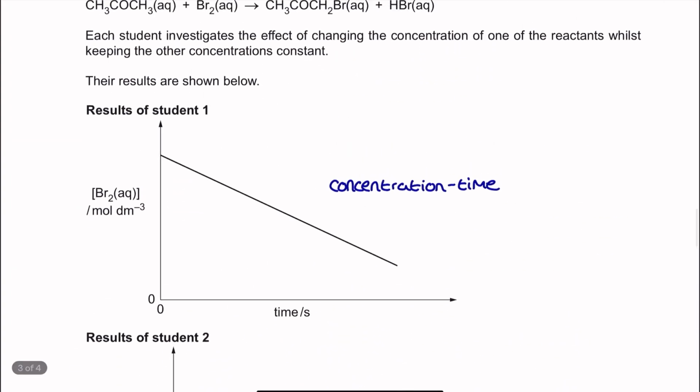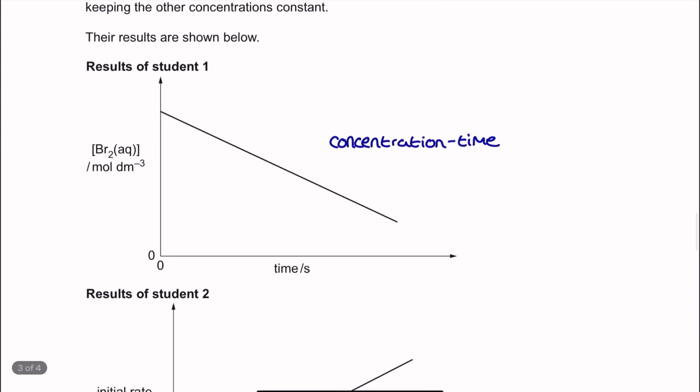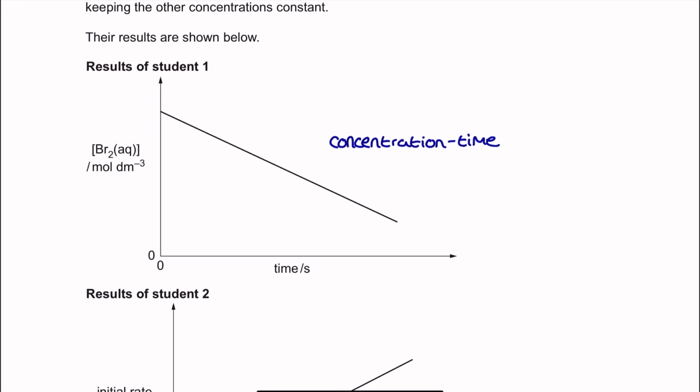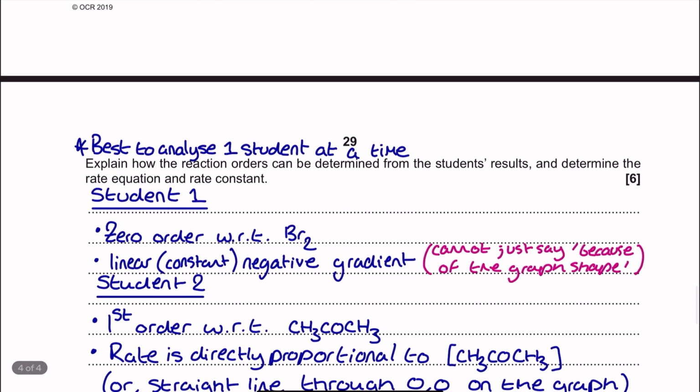Now, going back to the students' results, we've got this concentration time graph, which uses the concentration of bromine. Looking at the shape of the graph, if you've revised your graph shapes for concentration time, you will know that if I go down to my analysis just here, the graph shape tells us that it's 0 order with respect to the bromine.